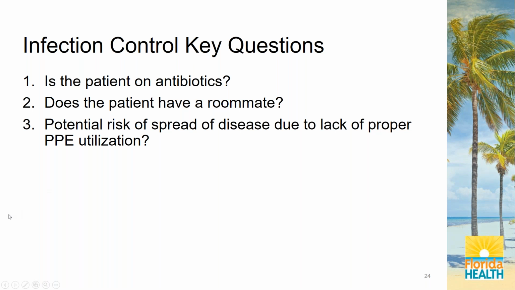Does the patient have a roommate? Many of you put this as part of your answers, so that's very good that you're thinking about roommates. And then the potential risk of spread of disease due to lack of proper personal protective equipment utilization, and if the person is not on special enteric precautions, which are very similar to contact precautions, except there is one difference. What is the one difference between contact precautions and contact enteric precautions?